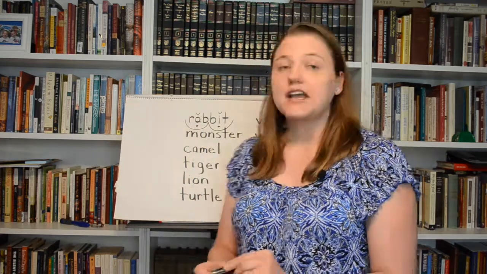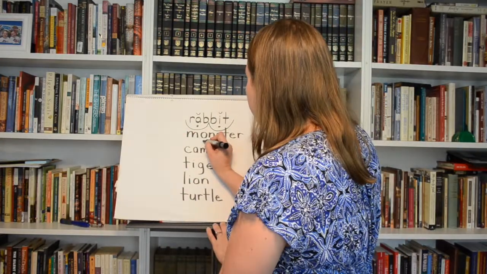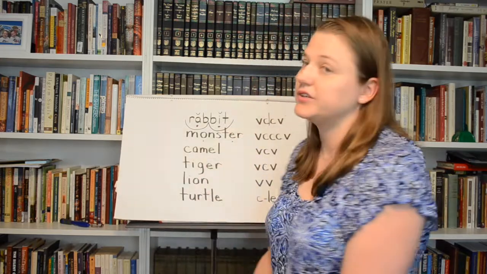The second kind of word is a monster word. Again, we're going to dot the vowels. But oh dear, we have a problem. Instead of 2 consonants, now we have 3 consonants.